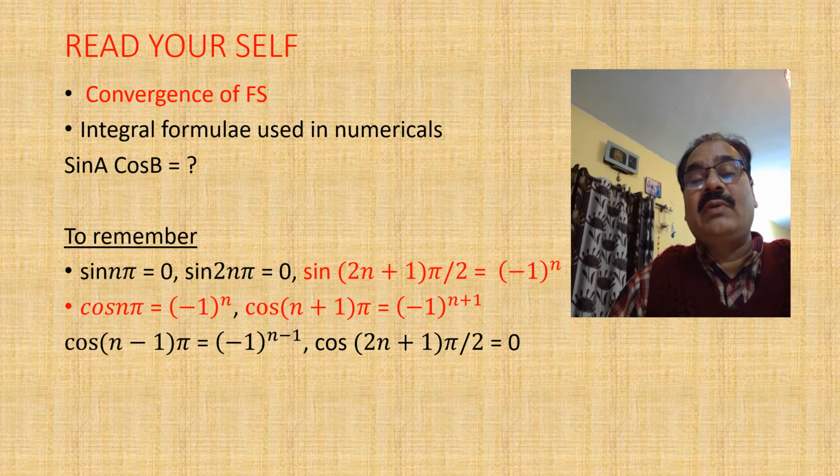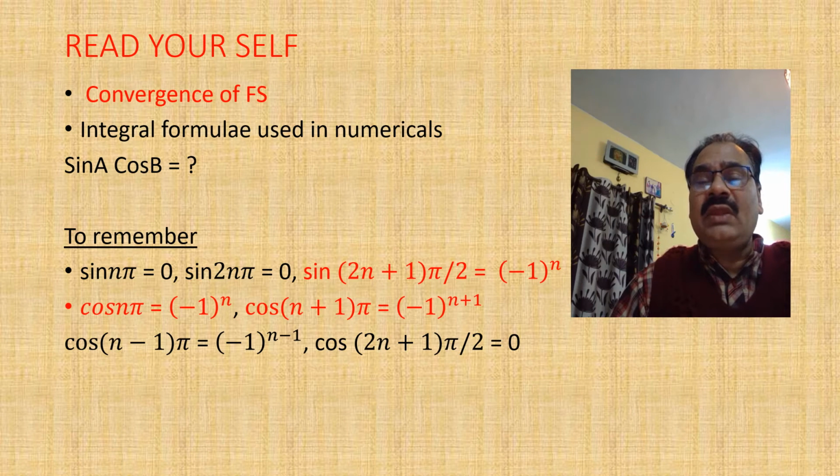But cos (n+1)π is (-1)^(n+1). Cos (n-1)π is (-1)^(n-1). Cos (2n+1)π/2 is 0. So if you remember these values and keep them in your mind, you can save time, and that will be very useful for the numerical problems.